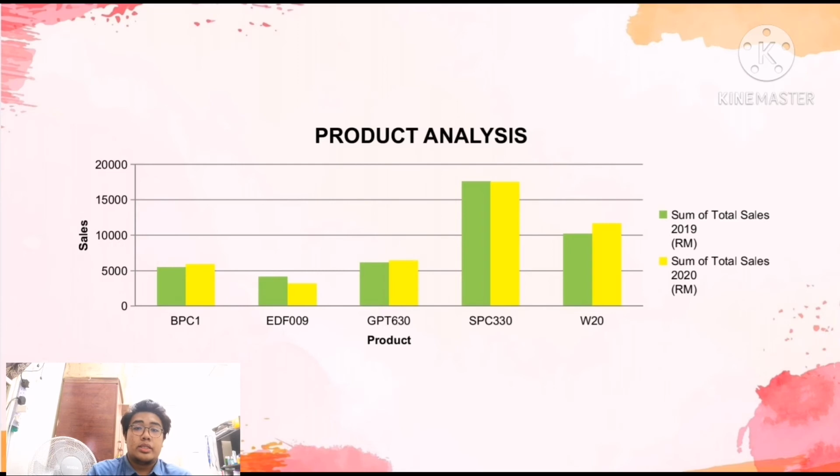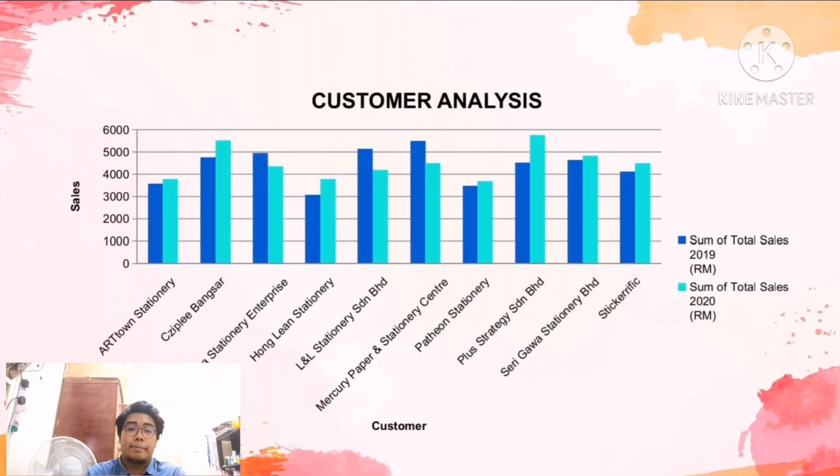Product analysis. Based on the product analysis, we can see the sum of the total sales of soft pasta cardboard wallet SPC330 is the highest in 2020 and also in 2019, which is 17,566 ringgit and 50 cent and 17,640 ringgit respectively, as the most demand from the customer to purchase. The second highest product sale is W20, which is 11,664 ringgit in 2020 and 10,200 in 2019.